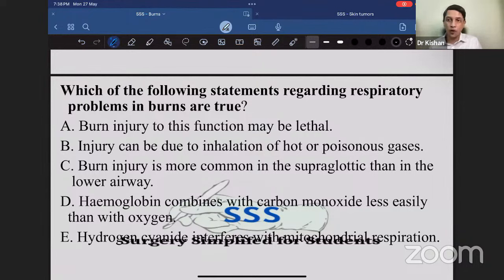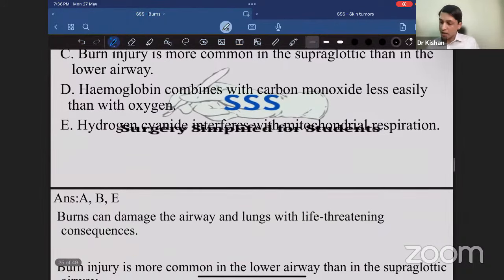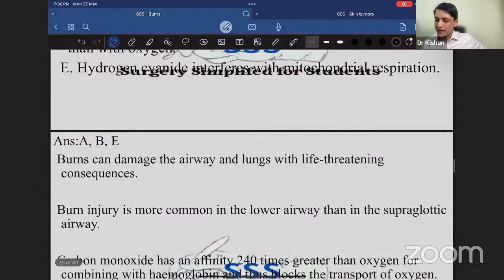You know that cyanide poisoning, which enzyme it interferes with, you learned in forensic. So the answer is A, B, and E. Okay, A, B, E. Sorry. Supraglottic is more common. Inhalation supraglottic more common. Less common if it is very severe, they stay for a longer duration in the space. It can result in the lower airway. So initially it affects the upper airway. Okay, so the answer is A, B, and D.